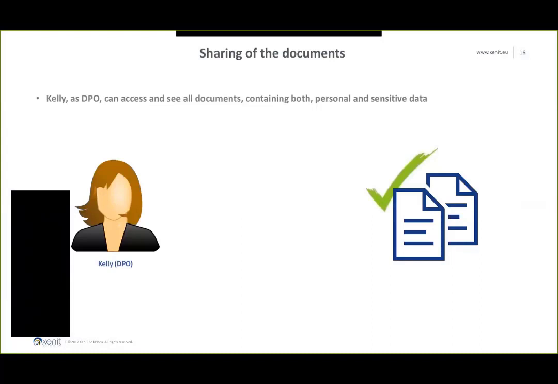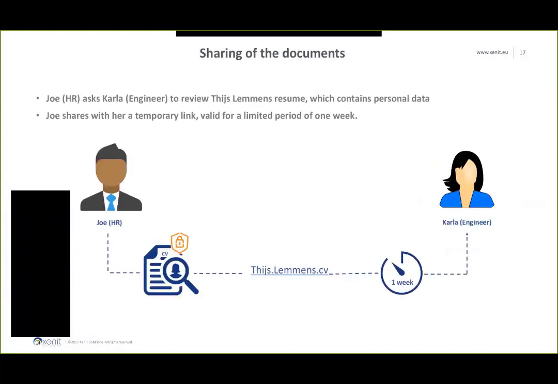What we can show now is Kelly can see everything, but Joe, for example, from HR, can see personal documents. Let's say Joe wants to ask Carla, an engineer, to review a resume of Thijs Lemmens, which contains personal data and is therefore protected. Then he needs to use a share link because Carla cannot see the document as an engineer. What Joe can do is share a temporary link, only limited, valid for a period of 1 week. And that way Carla will be able to see the document anyway.